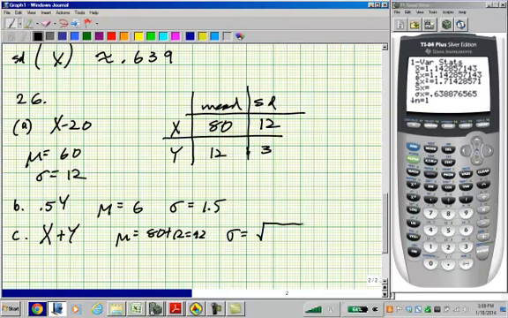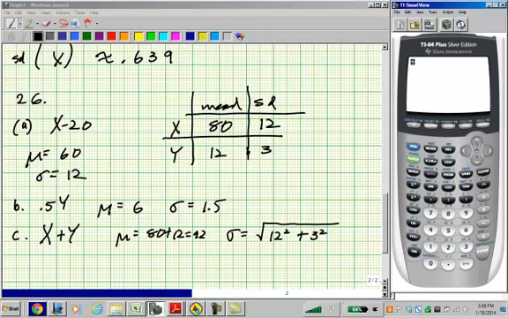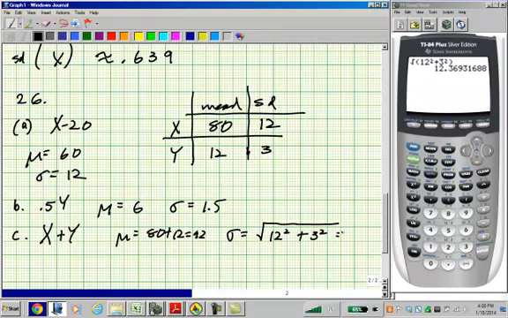Sigma equals the square root of the sum of the variances. The standard deviation is 12, so the variance is 12 squared for x, and the variance for y is 3 squared. So it's the square root of 12 squared plus 3 squared, which is about 12.37. Let's see how that looks. I'm going to check these answers as I go along so I'm not making a mistake. Everything looks good.